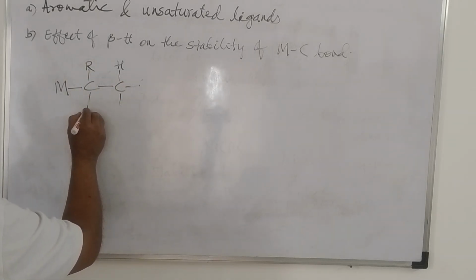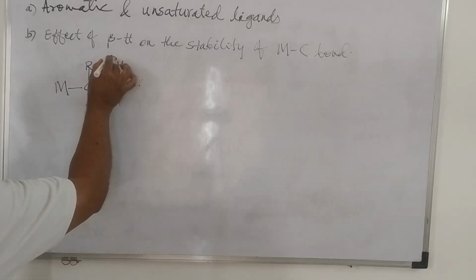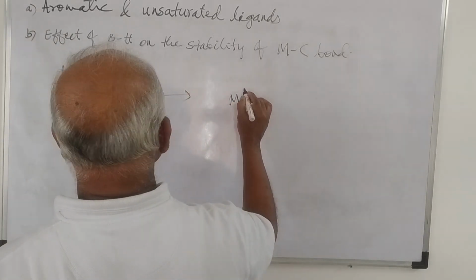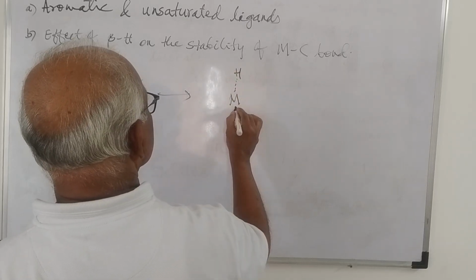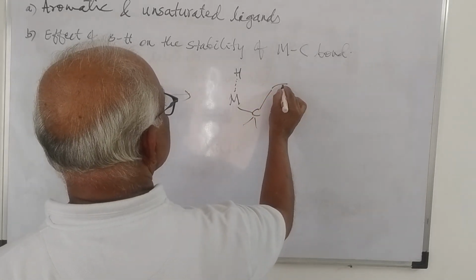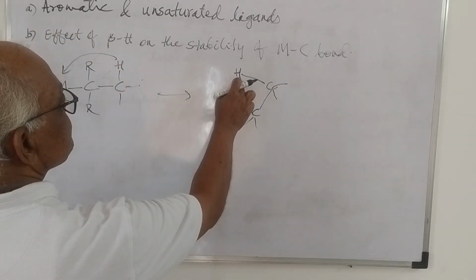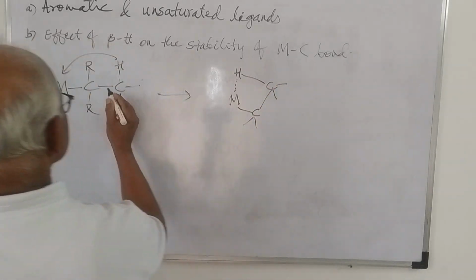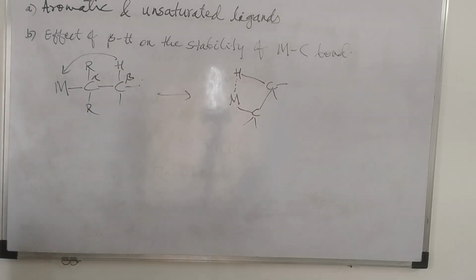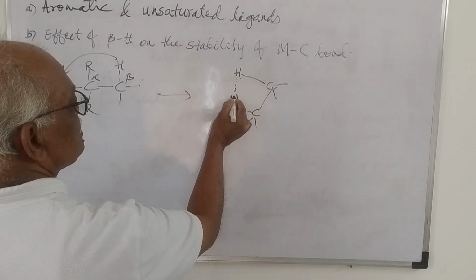If there are any R groups here, then this hydrogen after bond formation may come closer to this metal. As a result, we can get the structure in this way. The metal gets bonded with this hydrogen, whereas the carbon has a structure like this. So here the metal gets closer to this beta hydrogen. This is the alpha hydrogen and this is the beta hydrogen, carbon. So the hydrogen attached to this carbon is the beta hydrogen. This beta hydrogen comes easily closer to the metal, and there is interaction between this hydrogen and the metal.